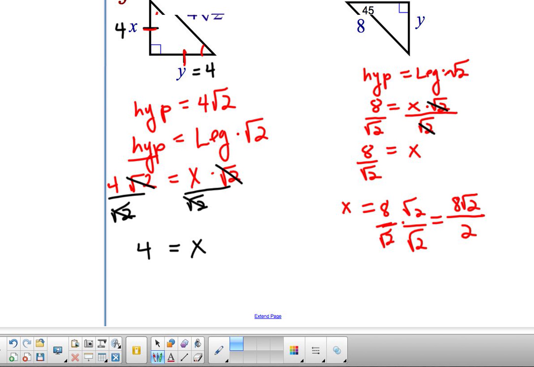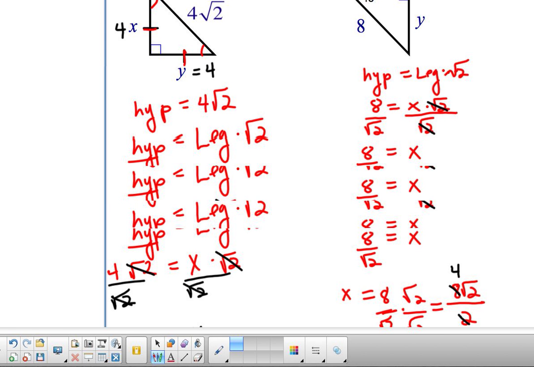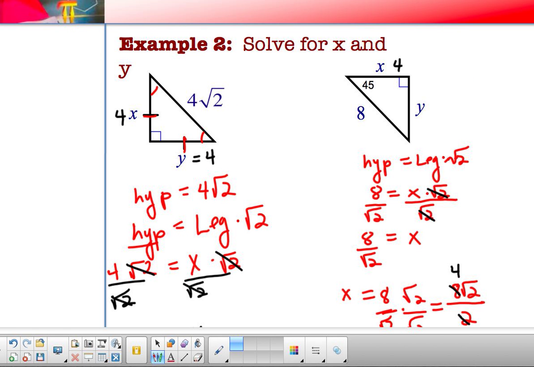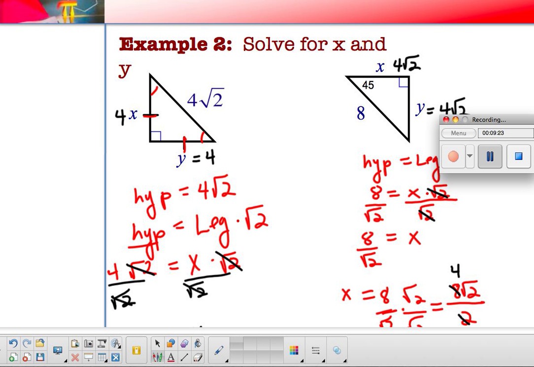On the top, 8 times root 2 is 8 root 2. On the bottom, root 2 times root 2 is the square root of 4, but the square root of 4 is 2. So now I don't have a root down there anymore. Now we can divide. 2 goes into 8 4 times. So x is going to simplify to 4 root 2. And again, since x is equal to 4 root 2, and this is an isosceles right triangle, y is also going to be equal to 4 root 2.